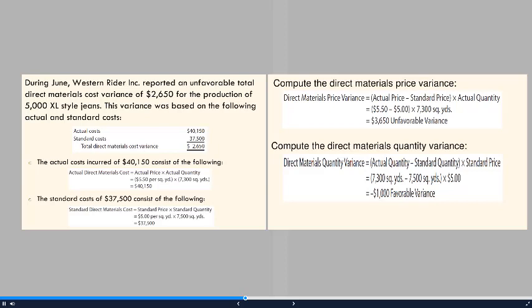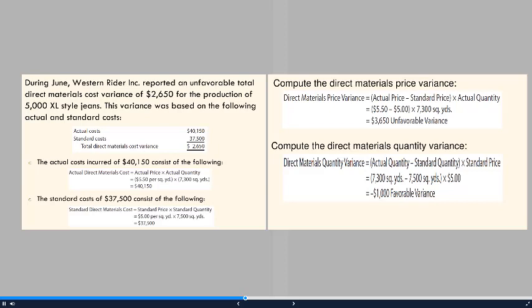Then we'll look at our material quantity variance. Our material quantity variance compares our quantity and multiplies that by standard price. Here, we know we have a favorable variance because we used less quantity than we thought we were going to have to. So that's a favorable variance.